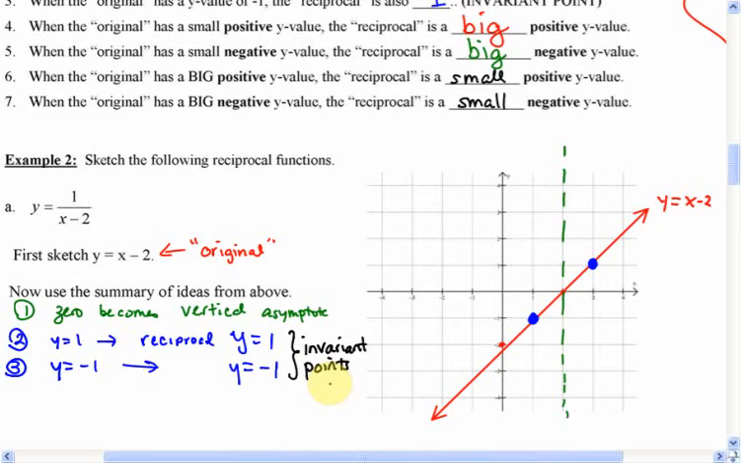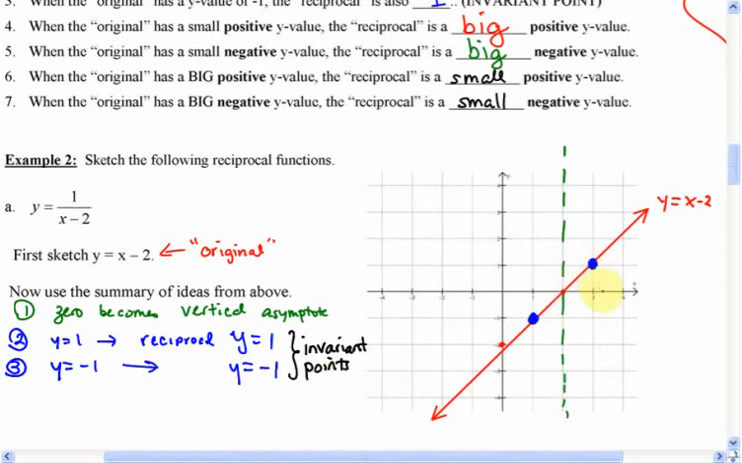All right. Now comes the fun stuff. Mr. Lee speak. When the original has small positive y values, what happens to the reciprocal of those y values? They become big. So, on your graph, with your finger, point to where you believe we have small positive y values. How about right here? Between the asymptote and that dot at 3, 1. So this area right here.